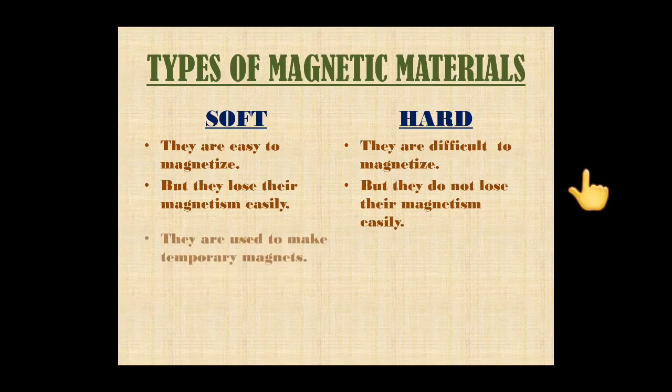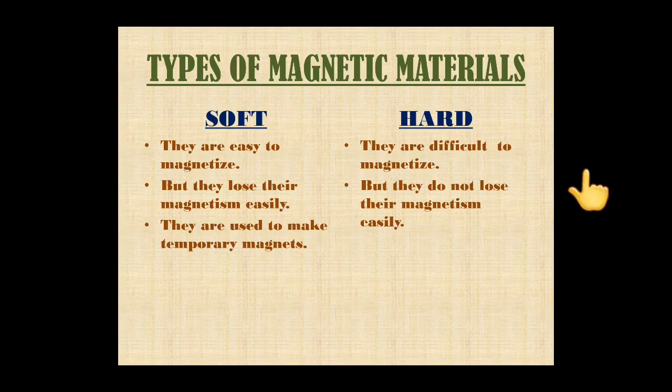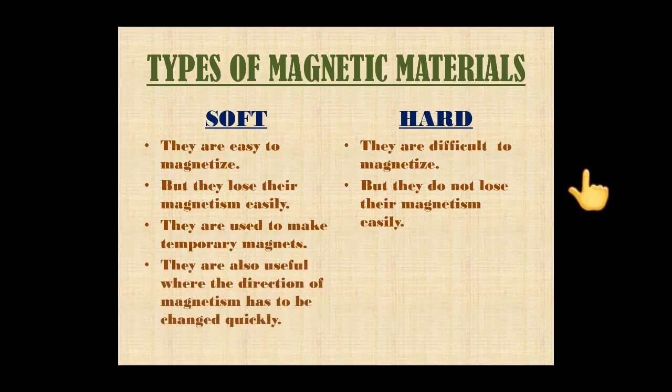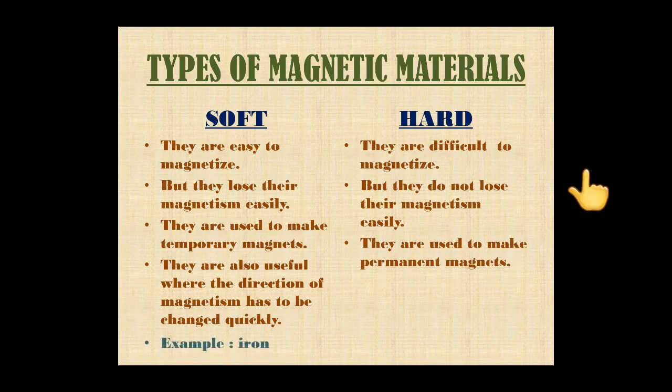Since soft magnetic materials lose their magnetism easily, they are used to make temporary magnets. They are also useful where the direction of magnetism has to be changed quickly. Hard magnetic materials are used to make permanent magnets. An example for soft magnetic material is iron and for hard magnetic material is steel.